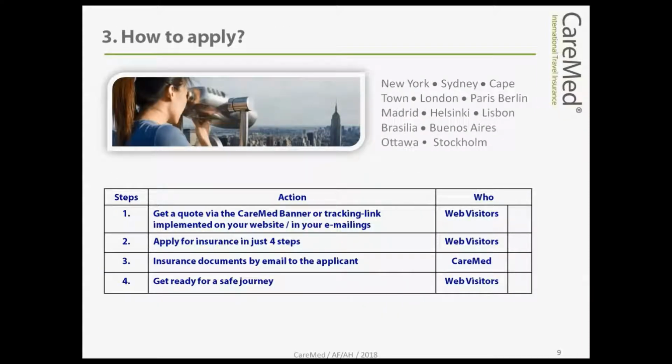So how do your participants apply? As we learned, they get the quote via the banner or tracking link that's implemented on your website or in your email. Afterwards, they take out insurance in just 4 short steps, and the insurance documents are emailed to the participants, and they are ready for their safe journey.